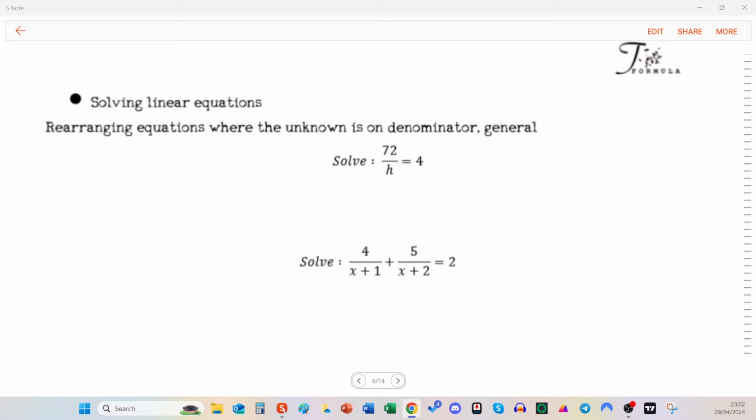Hello everybody, and we're back for the second part of this thing we're doing with GCSE Higher Maths revision. And we are beginning with what we might call an essential topic, which is solving linear equations.